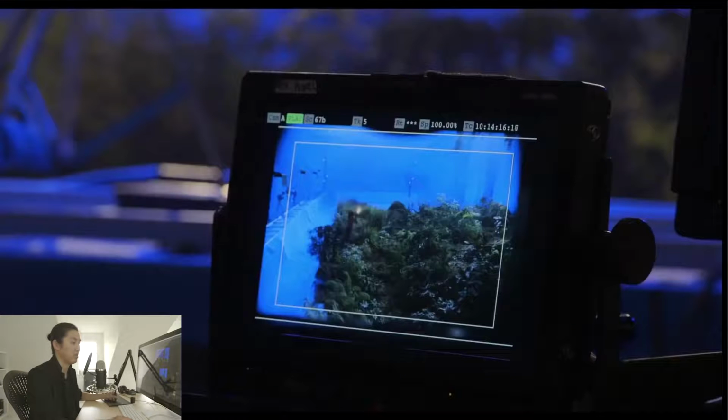So here's a close-up on that same thing. This is pretty cool. So why go through all this trouble to match CG and real at the same time? So I talked about the camera moves, but I'm also going to talk about the lighting.